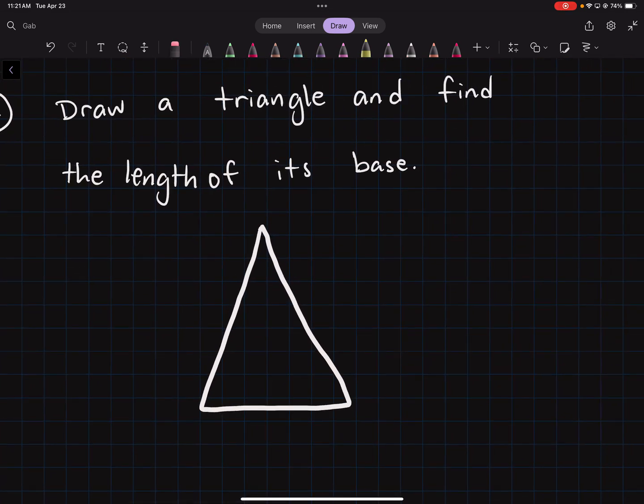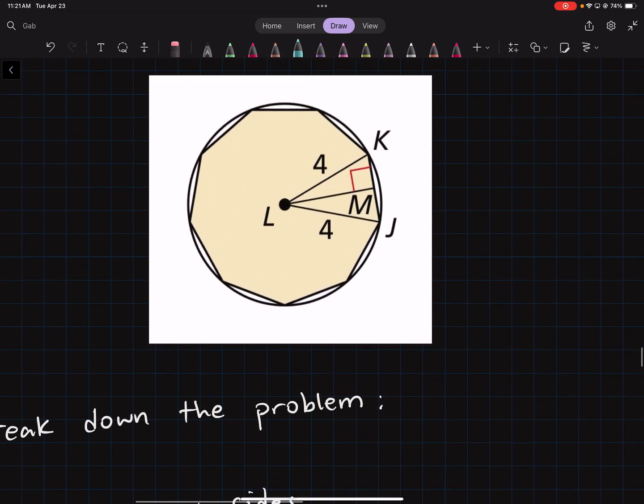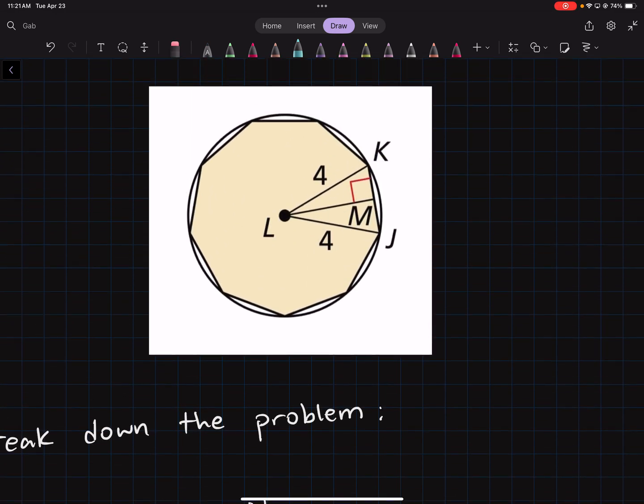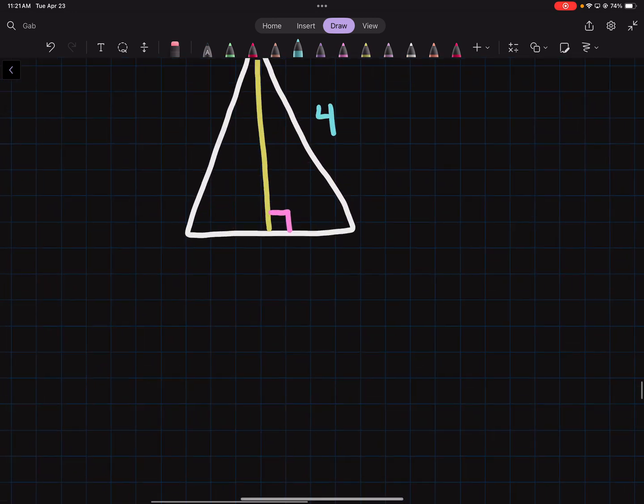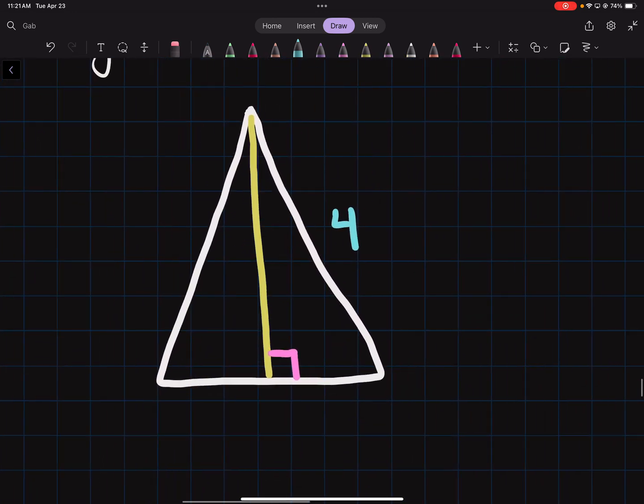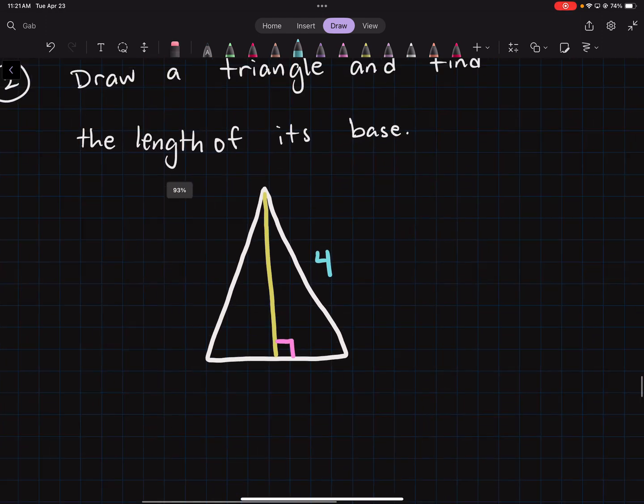Okay, off to the side, I'll prepare my triangle. I will do the perpendicular bisector right there. The radius was how much again? 4. The radius goes where the hypotenuse goes, okay?